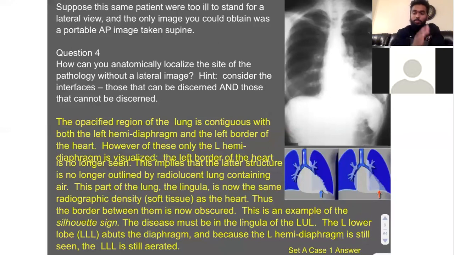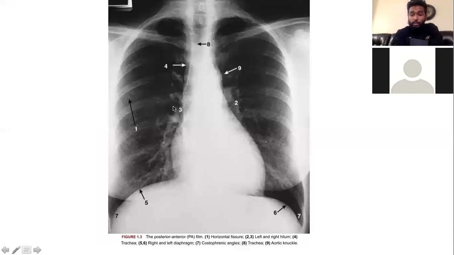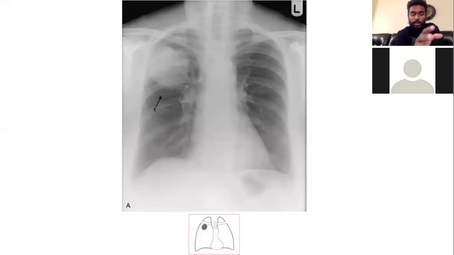So basically, find out if it's right lung or left lung on a PA, and try to find out if it's above the horizontal fissure on a PA, because you can only see the horizontal fissure on a PA. Like in this one, I know it's the right lung, and it's above the horizontal fissure. In this one, it's made easy because if it's above the horizontal fissure, you know it's upper lobe.